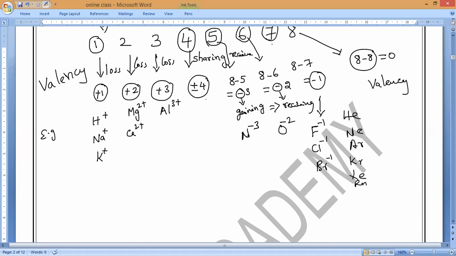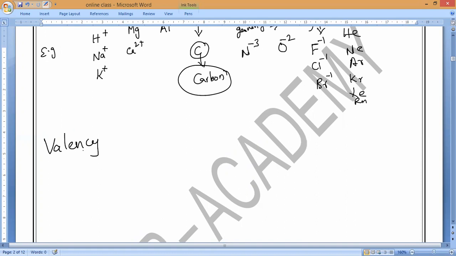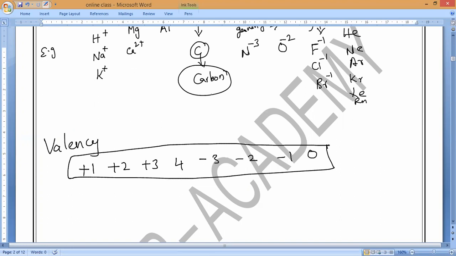Example: if we want to share 4 electrons, what is the best example? Carbon. So carbon is the best example of sharing of electrons. From this I can say how valency increases and decreases. Valency varies from plus 1, plus 2, plus 3 and 4, and again minus 3, minus 2, minus 1 and 0. So valency increases till 4 and after that it decreases to 0. Is it okay, everybody? Please respond.